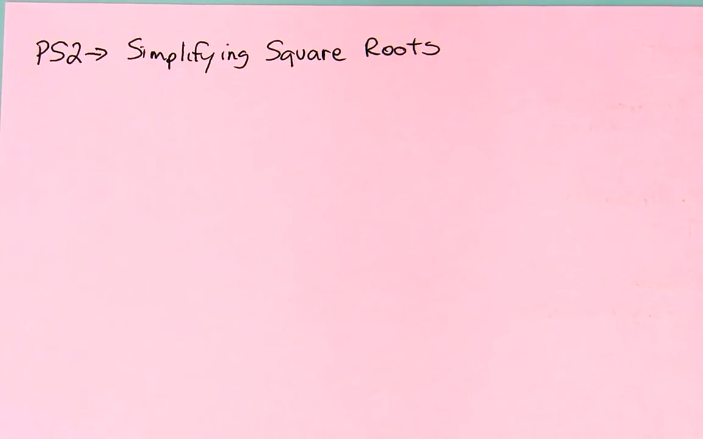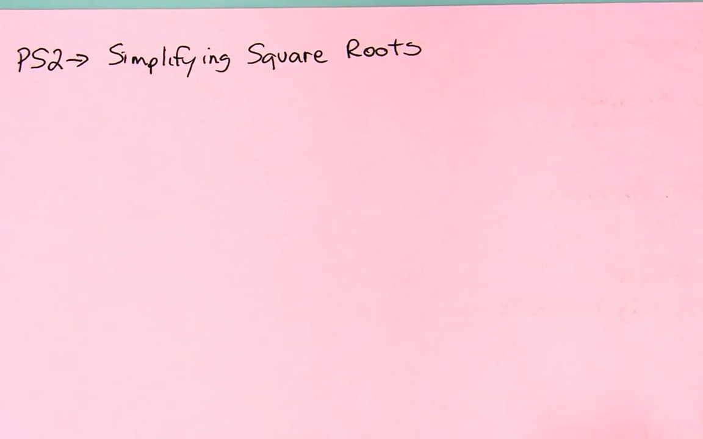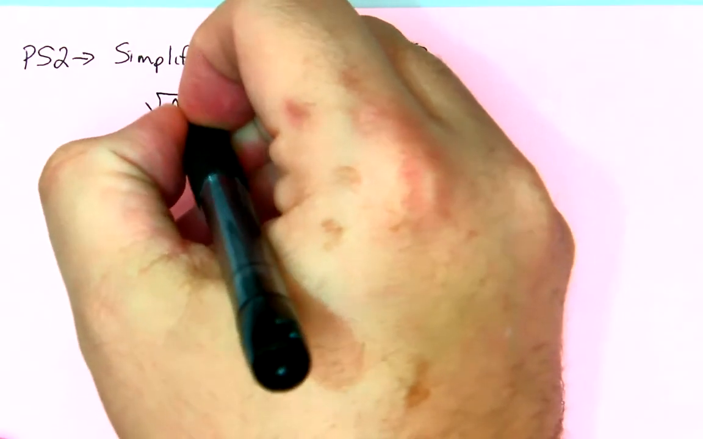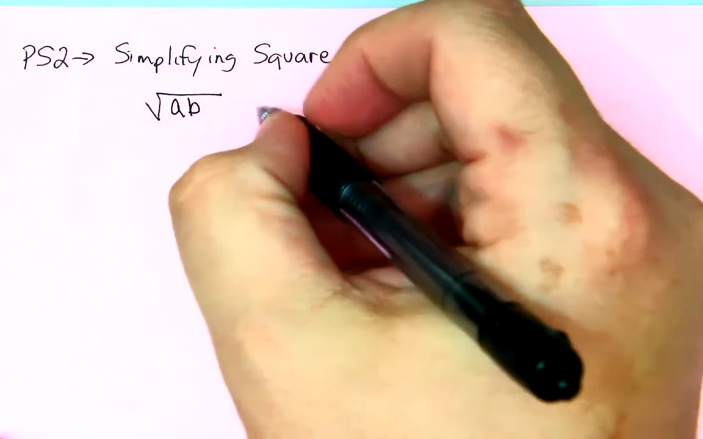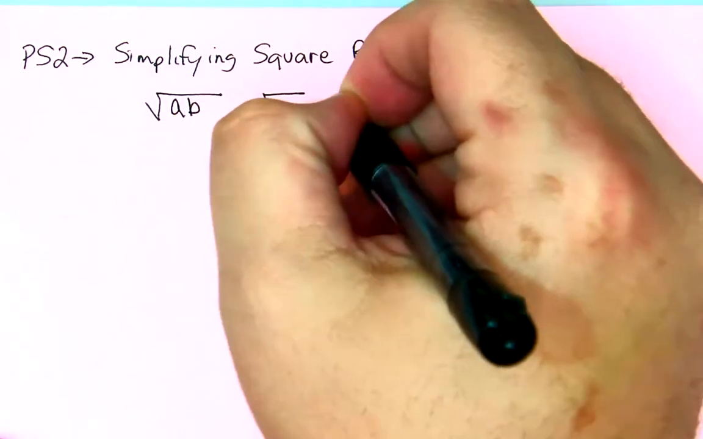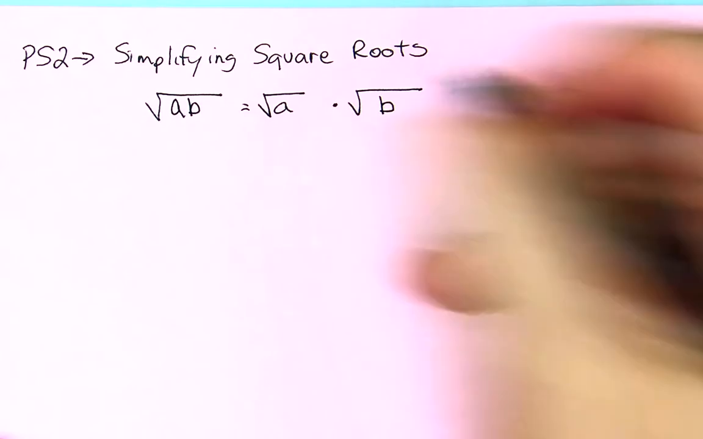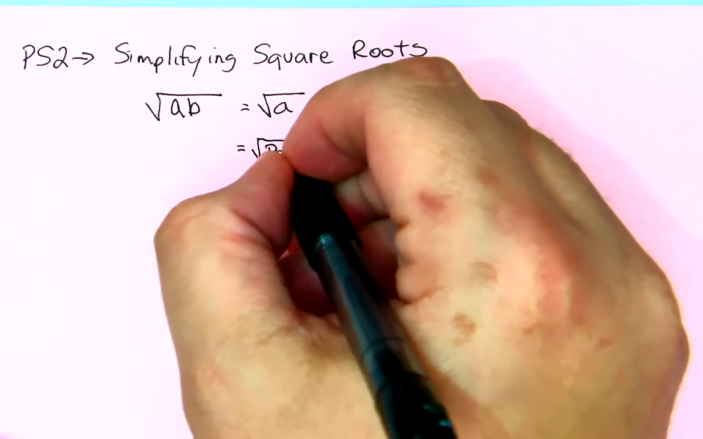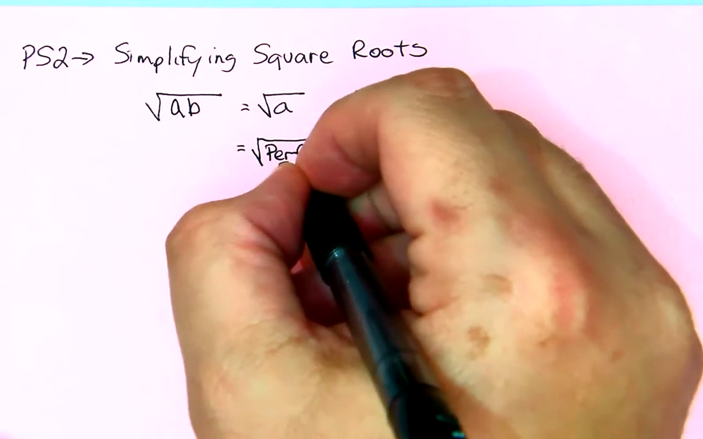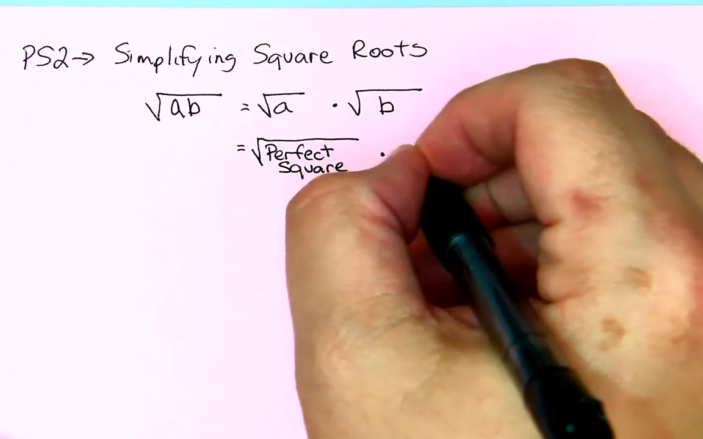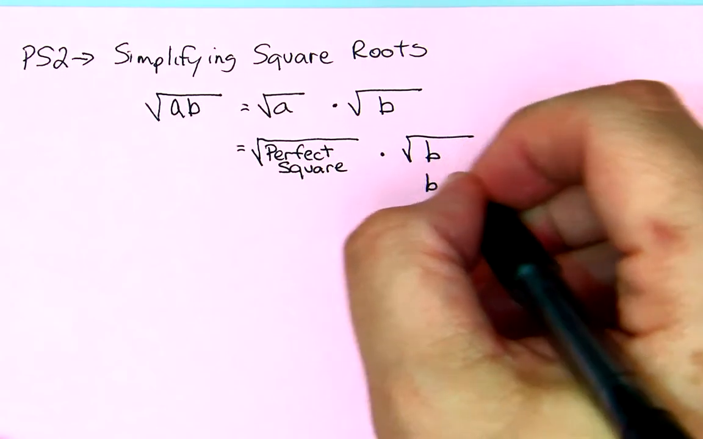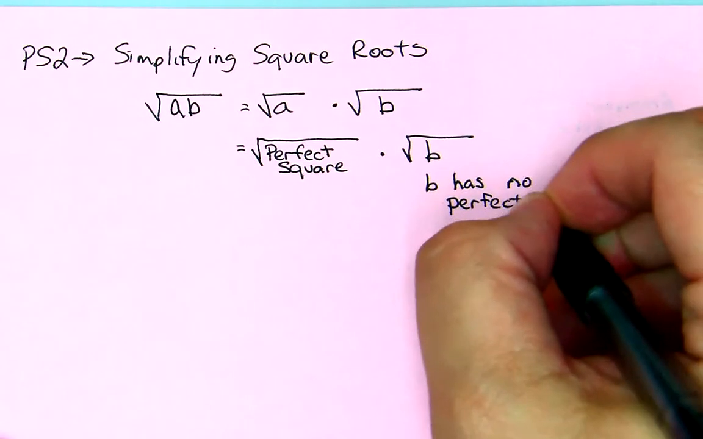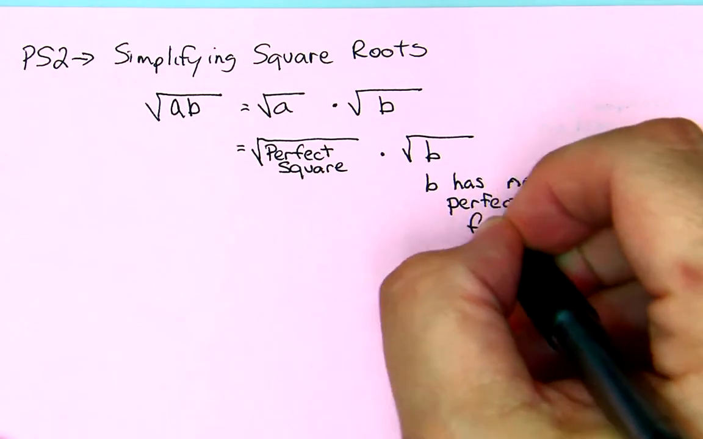Alright, the second pink sheet review is simplifying square roots. Now, we're going to use a rule. A rule says that if you have any number inside of a radical, inside of a square root, we can change it to the square root of a times the square root of b. Now, what we want to do is change it to the square root of a perfect square times the square root of b, where b has no perfect square factors.